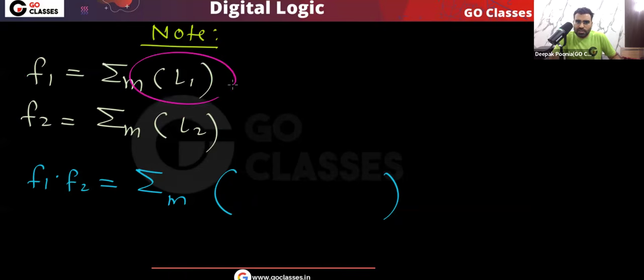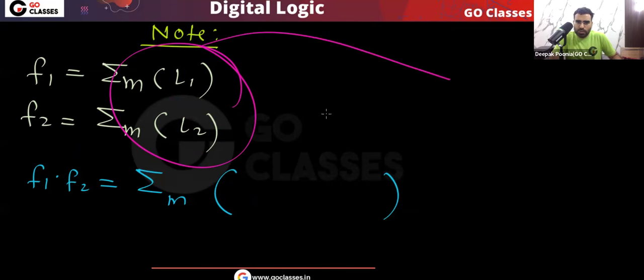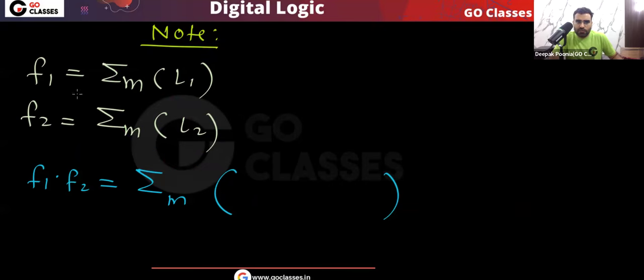You can see for these row numbers f1 is 1, for these row numbers f2 is 1. So when I do the intersection, I will get those row numbers where both f1 comma f2 are 1, and for those row numbers f1 and f2 will be 1. So I can say that the minterm list of f1 and f2 will be the intersection of the minterm lists of f1 comma f2. Okay, very simple.